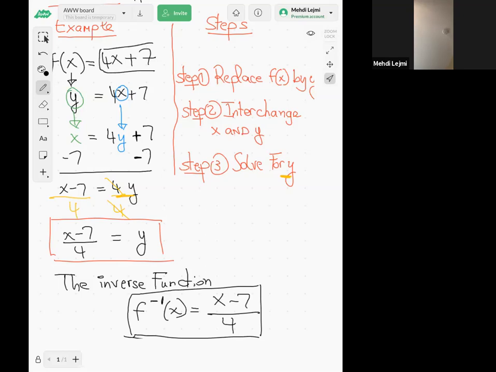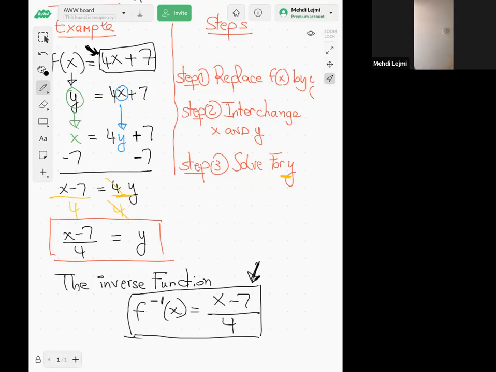So we started with f of x equal to 4x plus 7, right? That's my initial function f, right? And so the inverse is actually this function here, x minus 7 over 4. Okay, so that's how we find the inverse. All you have to do is to interchange your input with your output and then solve for y.